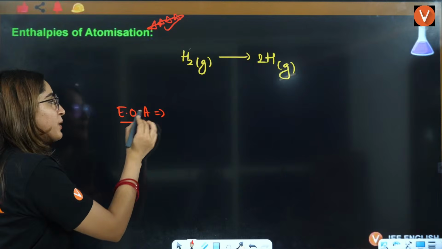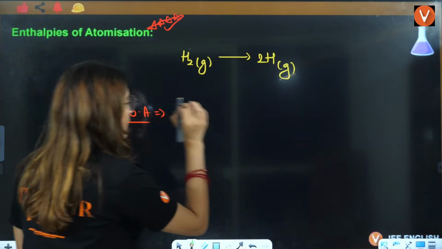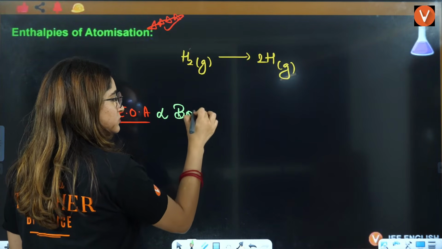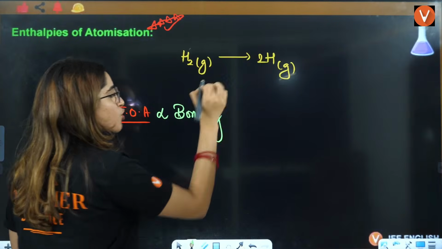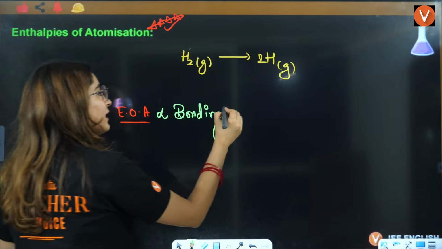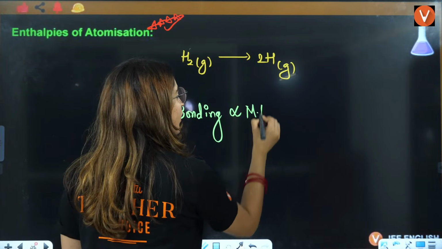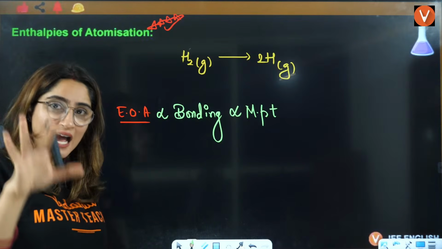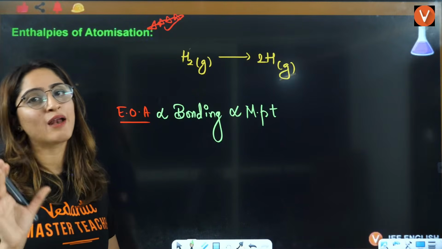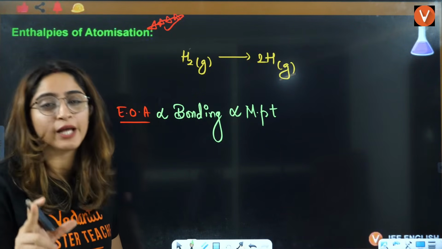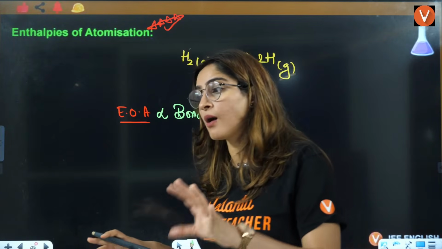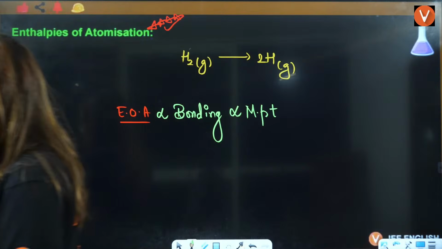So enthalpy of atomization is dependent on bonding. If the bonding is very strong, then enthalpy of atomization will also be very strong. Now, bonding is directly dependent on melting point. So, can I say, I am not saying exactly, I am saying somewhat, that enthalpy of atomization and melting point follow the same order. Yes, everybody?